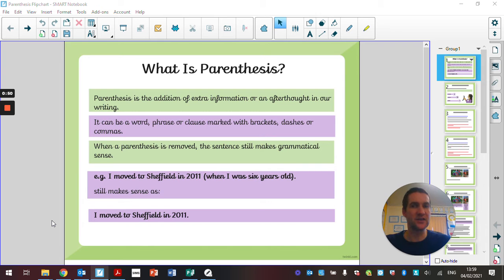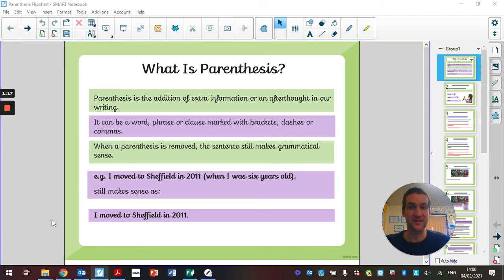It's the addition of extra information or an afterthought in our writing. It could be a single word, it could be a phrase, it could be a clause. And this is marked with brackets, dashes, or commas. When parentheses is removed, the sentence still makes grammatical sense. So if you took the parentheses out, that sentence would still make sense.